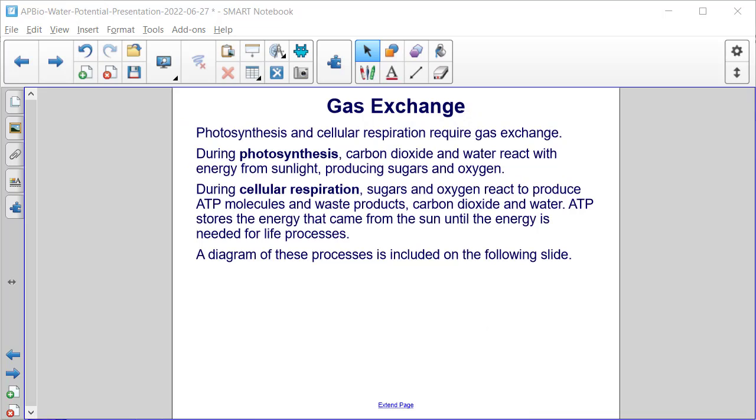Gas exchange. Photosynthesis and cellular respiration require gas exchange. During photosynthesis, carbon dioxide and water react with energy from sunlight, producing sugars and oxygen. During cell respiration, sugars and oxygen react to produce ATP molecules and waste products, carbon dioxide and water. ATP stores the energy that came from the sun until the energy is needed for life processes. A diagram of these processes is included on the following slide.